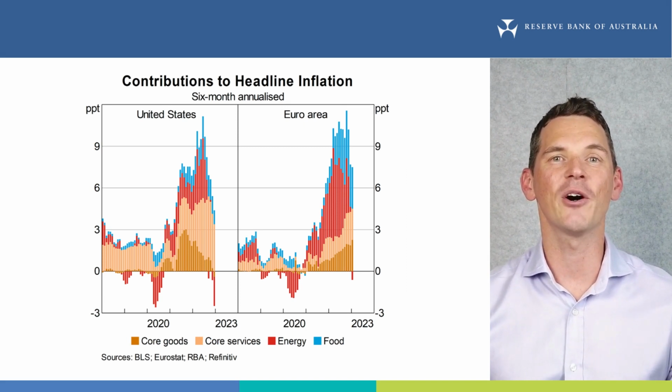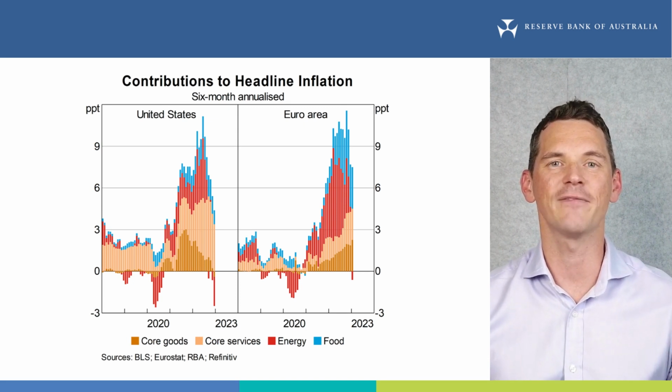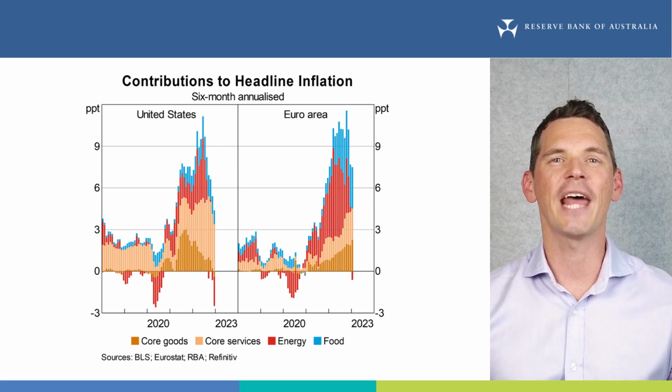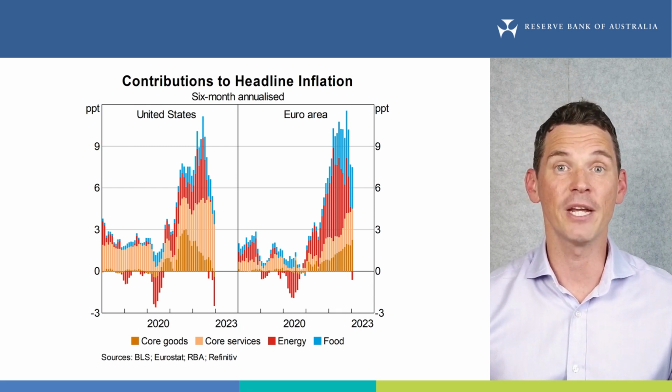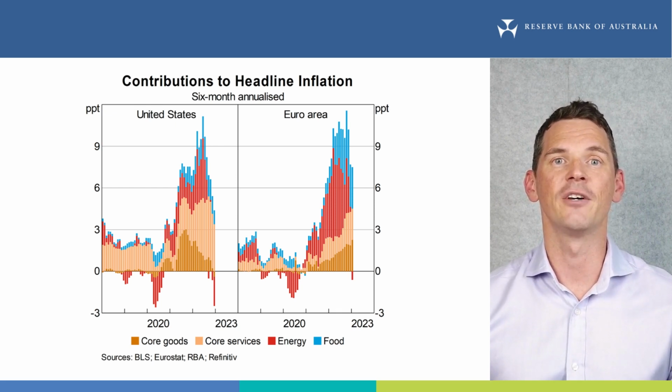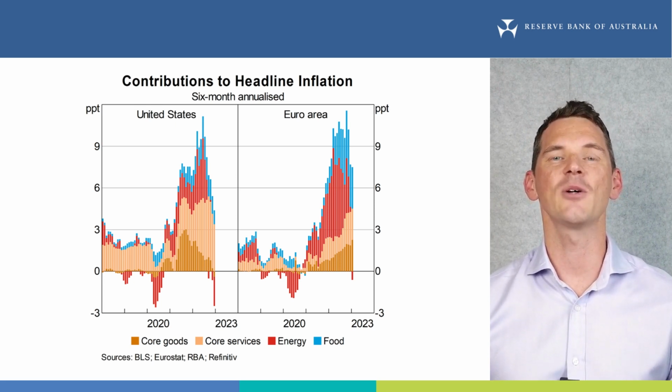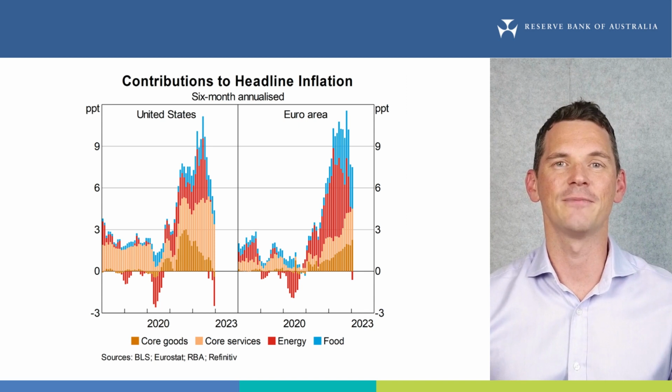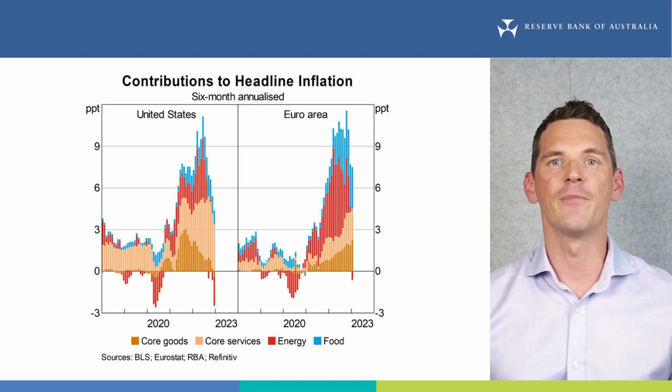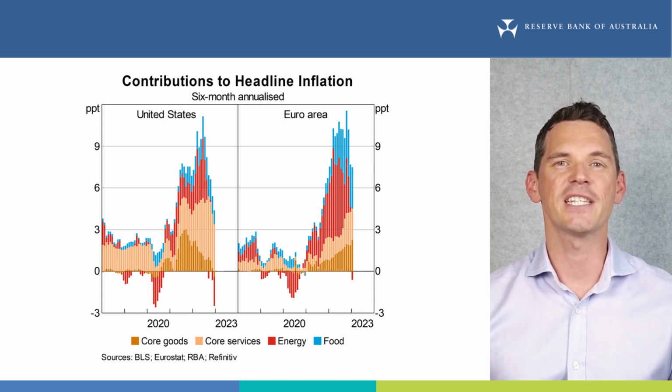In most advanced economies, year-ended inflation remains high and well above central banks' inflation targets. When we're looking at prices, we can look at headline inflation, the overall measure, or core inflation, which excludes more volatile energy and food prices. This is also known as underlying inflation. Both measures have moderated over recent months, suggesting that inflation may have peaked in late 2022.